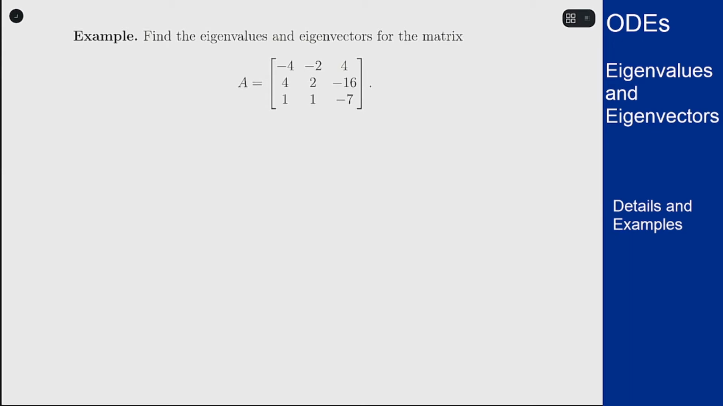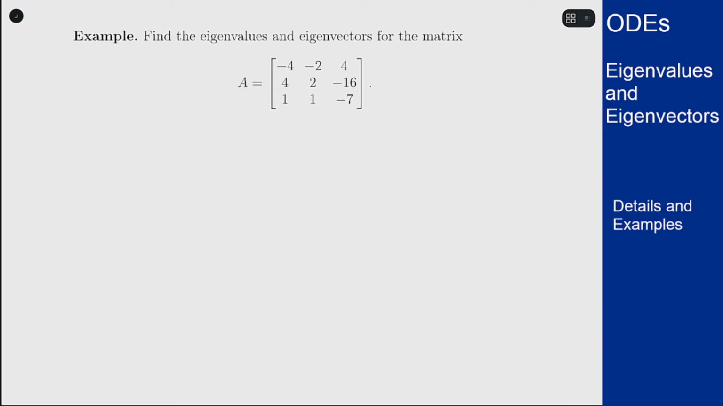In this video, we will solve examples of problems finding eigenvalues and eigenvectors for 3x3 matrices. So this first matrix here, -4, -2, 4, 4, 2, -16, 1, 1, -7, we want to find the eigenvalues and corresponding eigenvectors. So we'll want to do the determinant of A minus lambda I here to figure out what these eigenvalues are.